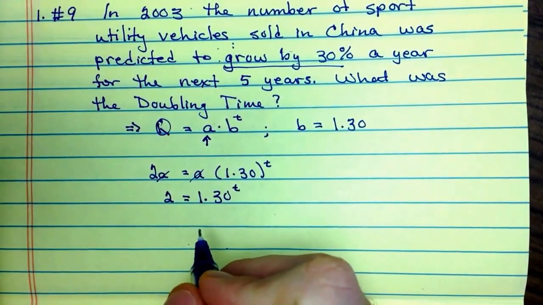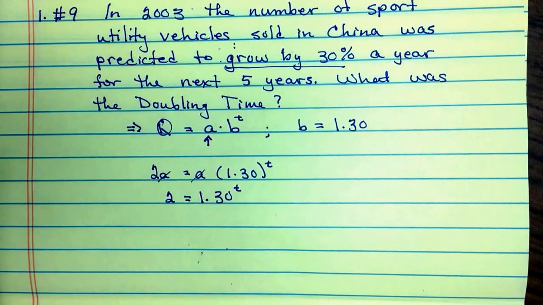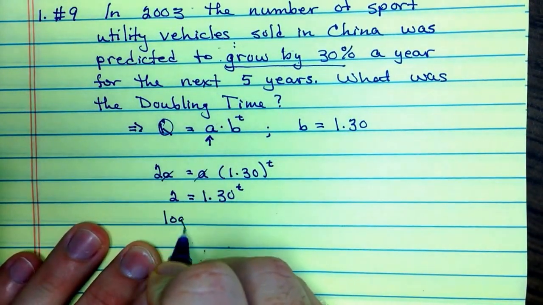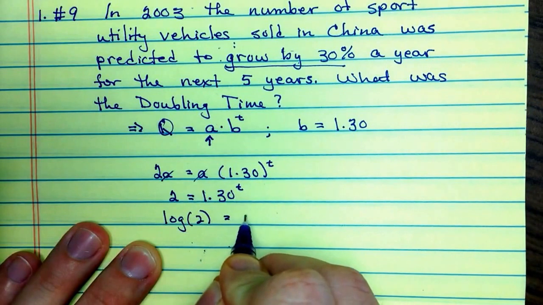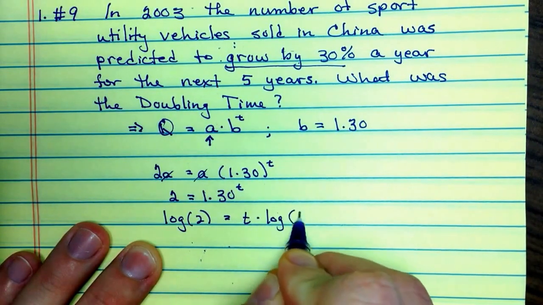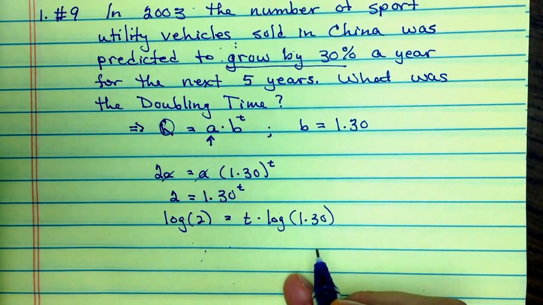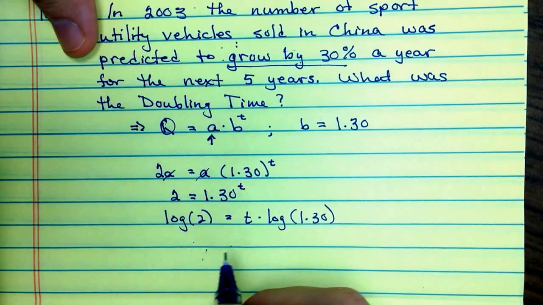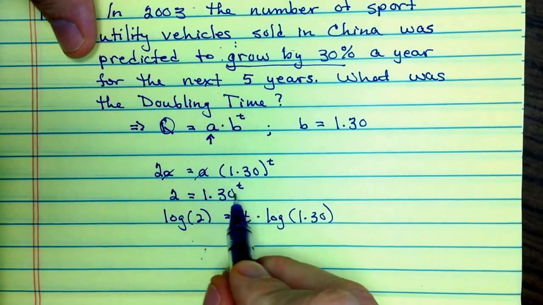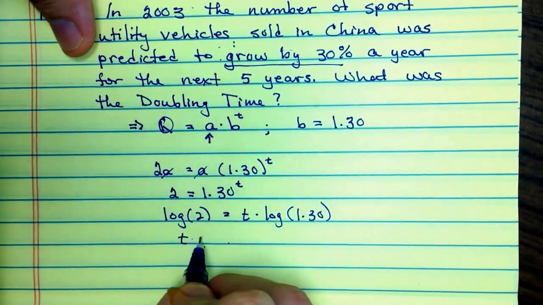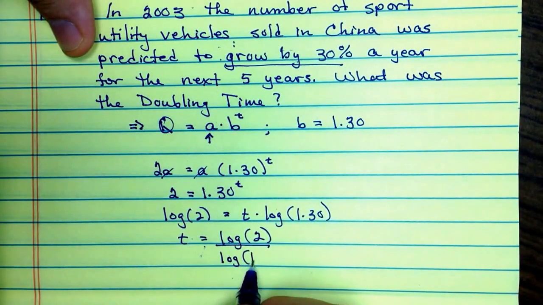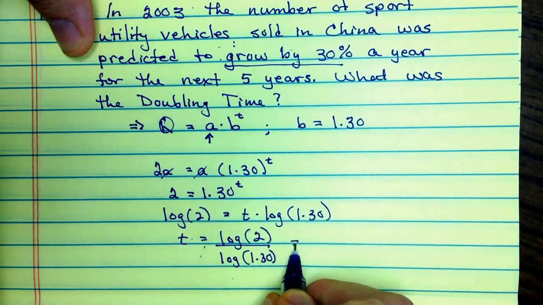Okay, so what we need is logarithms. So we're going to pull out our handy dandy calculator and apply log to each side. So we're going to get log of 2 equals T times log 1.30. All I did was use that fifth property that we use a lot. After you apply log here, you can pull that exponent off. So we get T equals log of 2 divided by log 1.30. Plug this in our calculator.